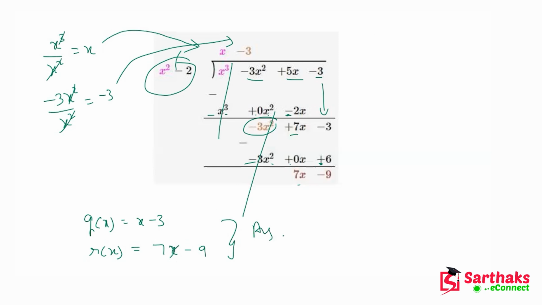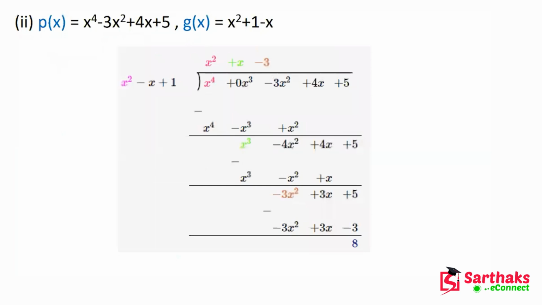I hope you get this point. Yes, now let's move on. Again we have a question, with p of x and g of x, and we have to divide again. In this case, we have a dividend of degree 4 and a divisor of degree 2, so we can divide easily.